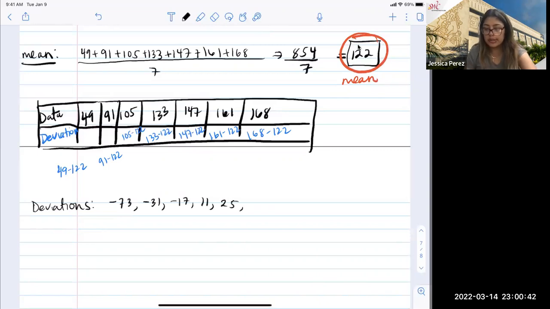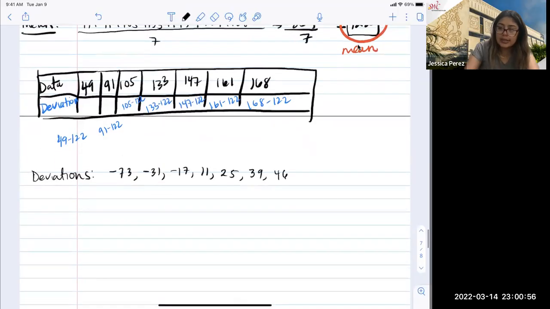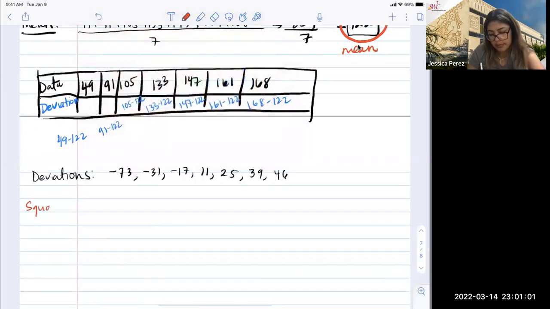So you're going to do this. This is going to take you a long time, so be careful here with your numbers. 161 minus 122 is 39. 168 minus 122, it's 46. Now you have to take these and square them and add them. So you're going to square your deviations and add them.